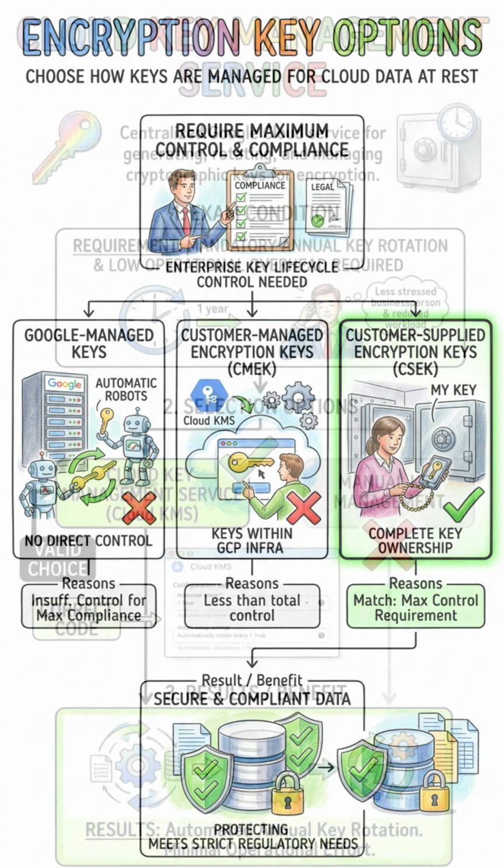Defending your applications from malicious internet traffic is handled by Google Cloud Armor. Cloud Armor is an enterprise-grade web application firewall that provides built-in protection against distributed denial of service, or DDoS, attacks. It allows you to create custom rules to block traffic from specific geographic countries or filter out common web exploits like SQL injection before they ever reach your servers.